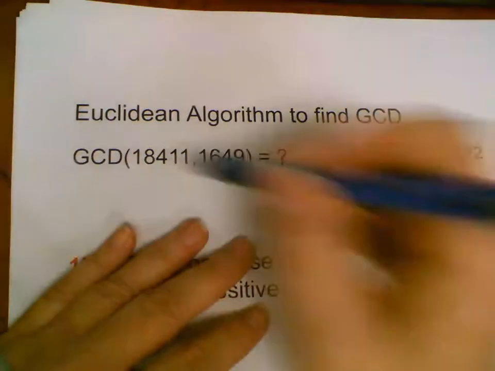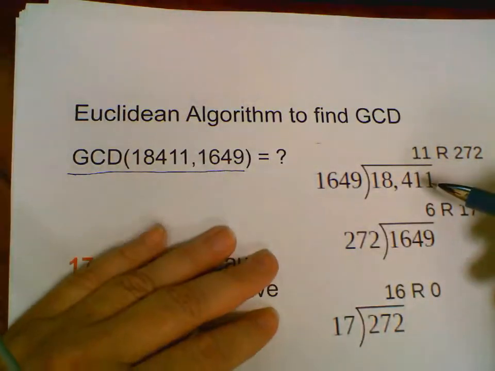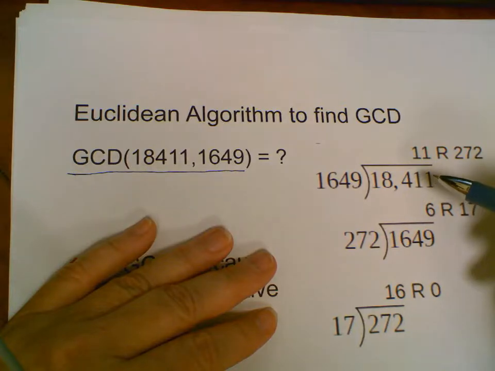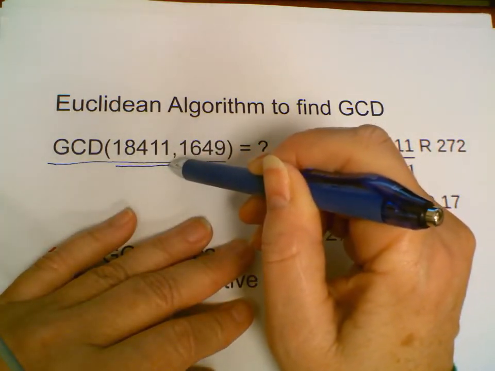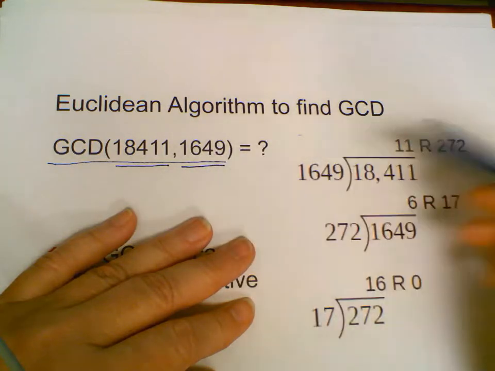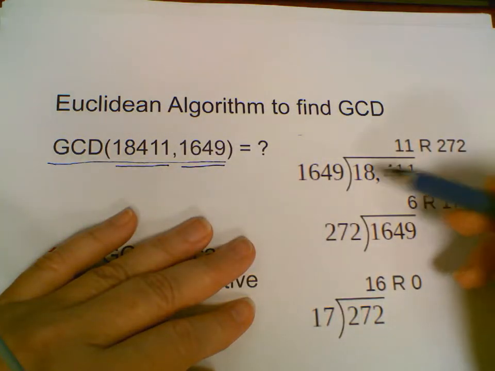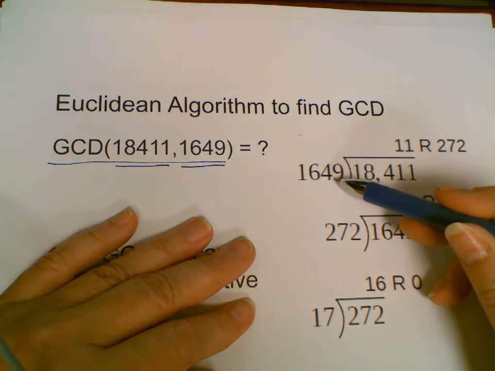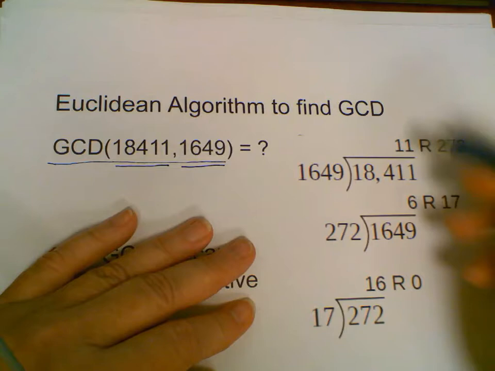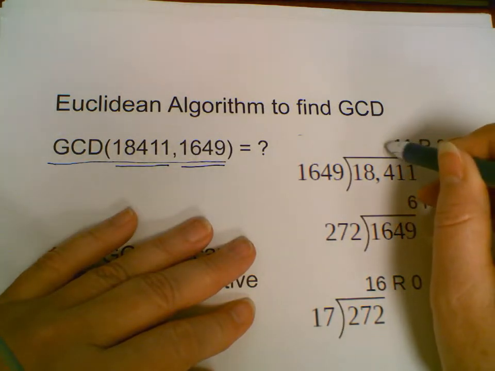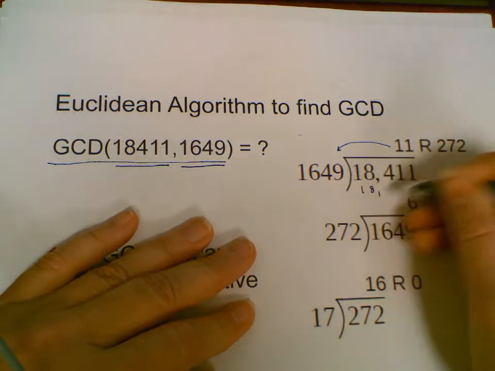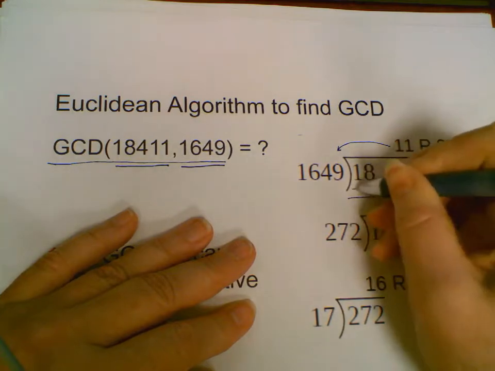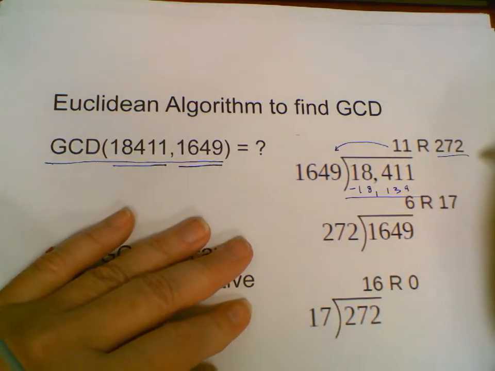Let's find the greatest common divisor between 18,411 and 1,649. The work is on the right here. You take the larger number, 18,411, and divide it by 1649. The answer is 11, but there's a remainder. So I need to multiply 11 times 1649. That comes up to 18,139, and subtract. What's left over is 272.